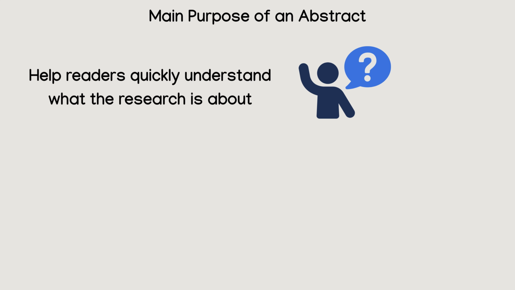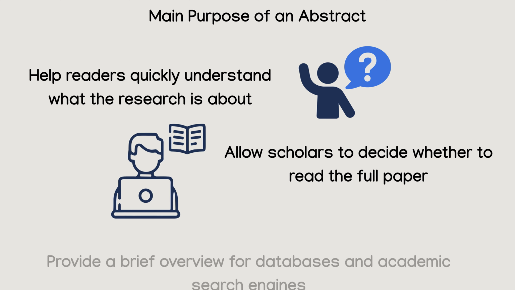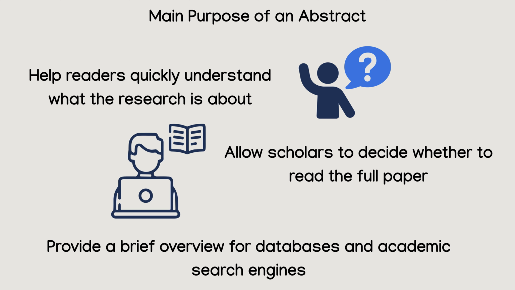Main purpose of an abstract. The purpose of an abstract is to help readers quickly understand what the research is about, allow scholars to decide whether to read the full paper, and provide a brief overview for databases and academic search engines.